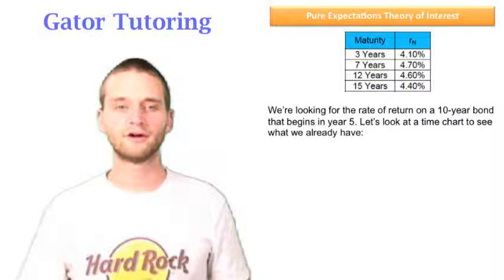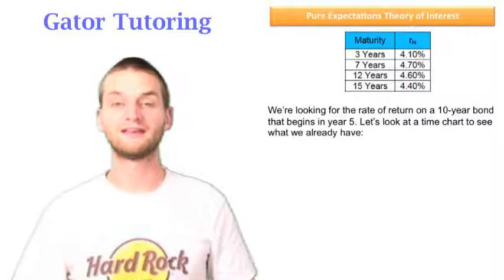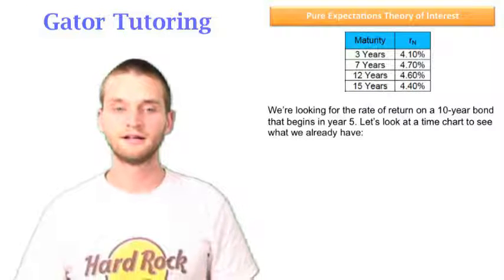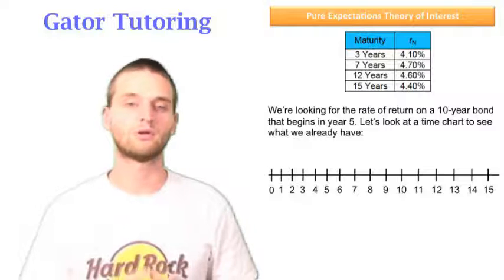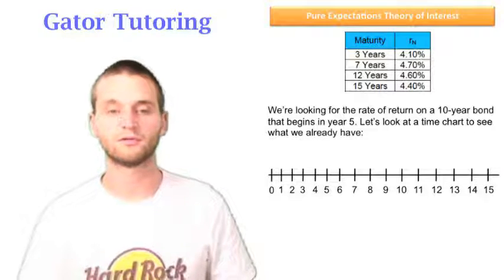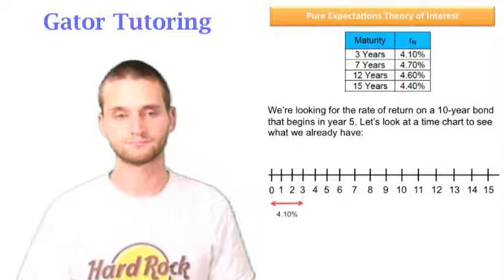So we're looking for the rate of return on a 10-year bond that begins in year 5. Let's look at a time chart to see what we already have. So here we have a time chart and we have years 0 through 15 on the bottom.